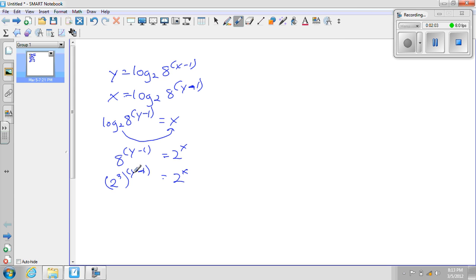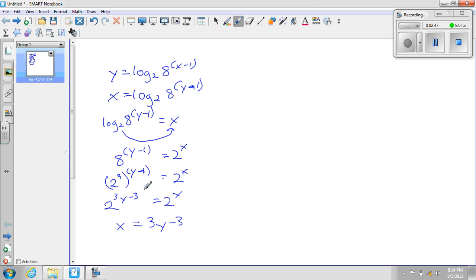Well, let's take our y minus 1 and multiply it times our power of 3 there. So I have 2 to the 3y minus 3 is equal to 2 to the x. Well, that's telling me that x is equal to 3y minus 3. If I had 2 to the fourth is equal to 2 to the x, I would know that x is equal to 4. Well, in this case, I know that since they're both exponents on the same base, and I'm told that they're equal, that my x is going to be equal to 3y minus 3.